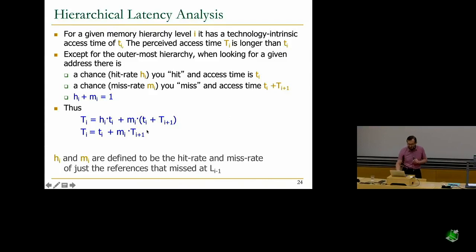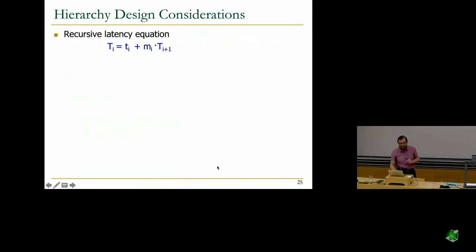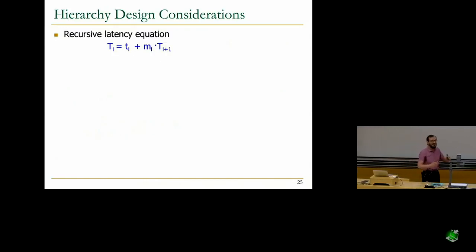Okay, and we've already said this over here. Basically, H_i and M_i are defined to be the hit rate and the miss rate of just the references that missed at level i minus 1. Okay, basically, what we have is a recursive latency equation. And if you want to design a hierarchy, if you want to optimize the latency in this hierarchy, we want to make some choices, right?